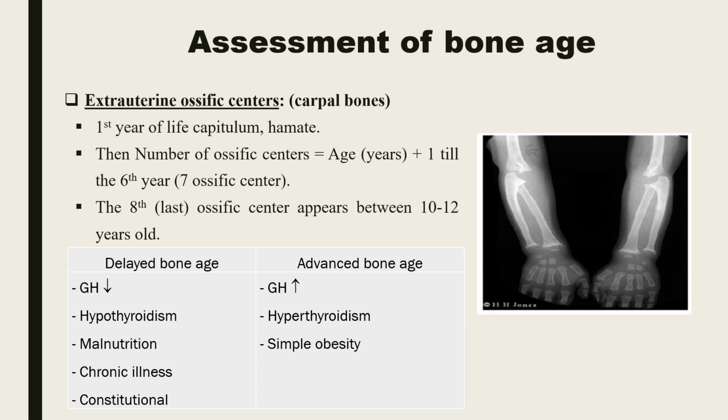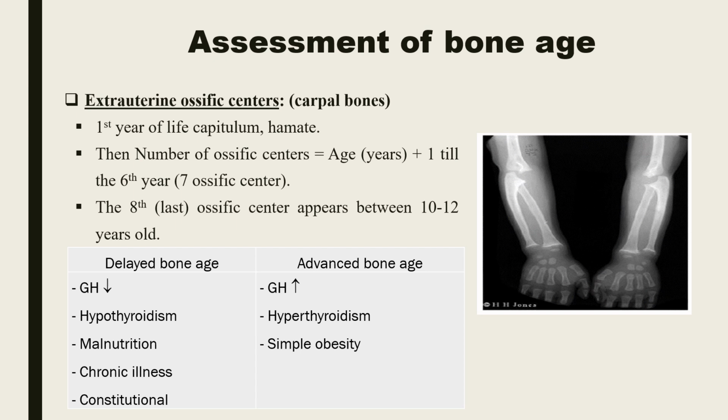During assessment of bone age, we also have extrauterine ossific centers. We have carpal bones. The number of ossific centers we can calculate as age plus 1. Roughly, if we have a boy 6 years old, we will have 7 ossific centers. If we have a boy 4 years old, we have 5 ossific centers. The eighth ossific center appears between 10 to 12 years old.